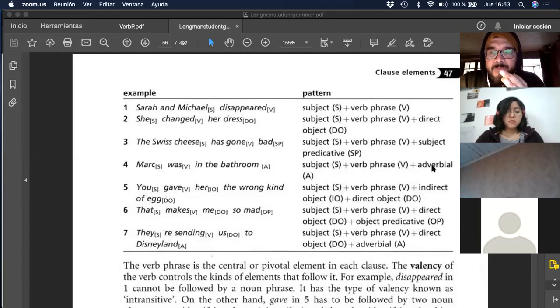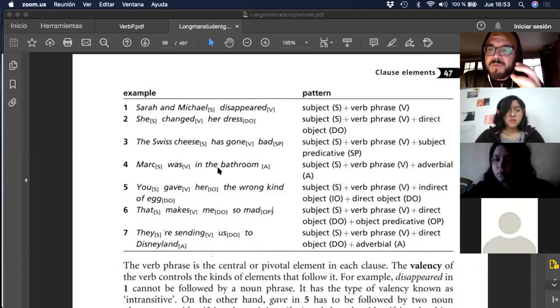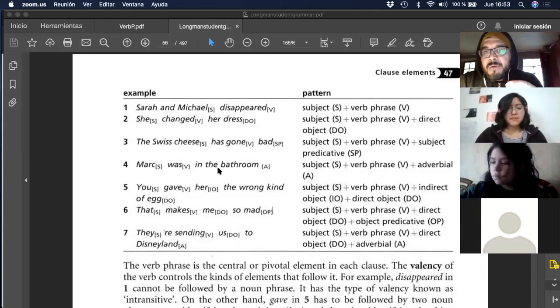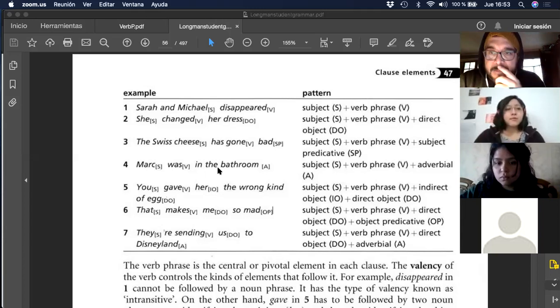Ojo y mucho cuidado, mucho cuidado. Hay que hacer la diferencia entre adverb y adverbial. El adverb es una word class, ¿sí? Adverbial es parte del valency pattern. Adverbials pueden ser hechos, en este caso, in the bathroom, by prepositional phrases. Usually, most of the time, prepositional phrases. But there are some cases in which adverbials can be done by adverb phrases, right? So every single time that you say in the morning, in the afternoon, yesterday, tomorrow, right? Esos son adverbials.